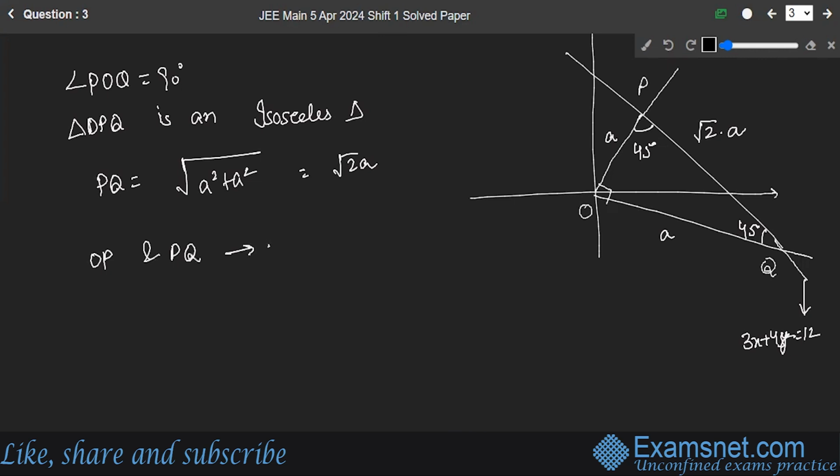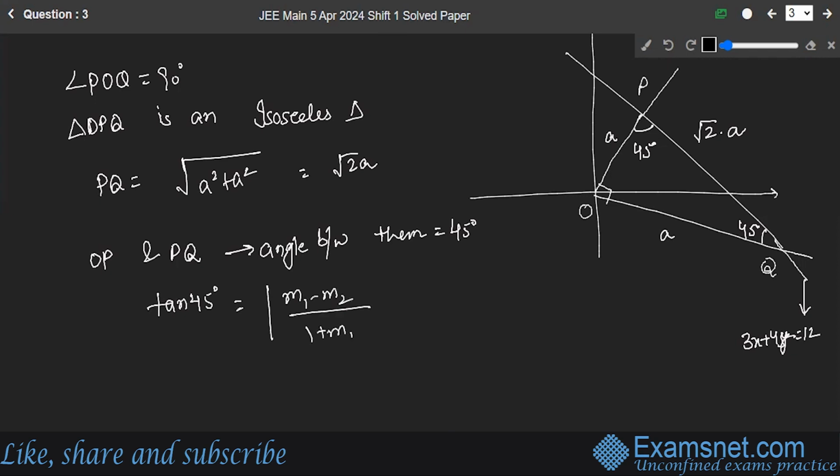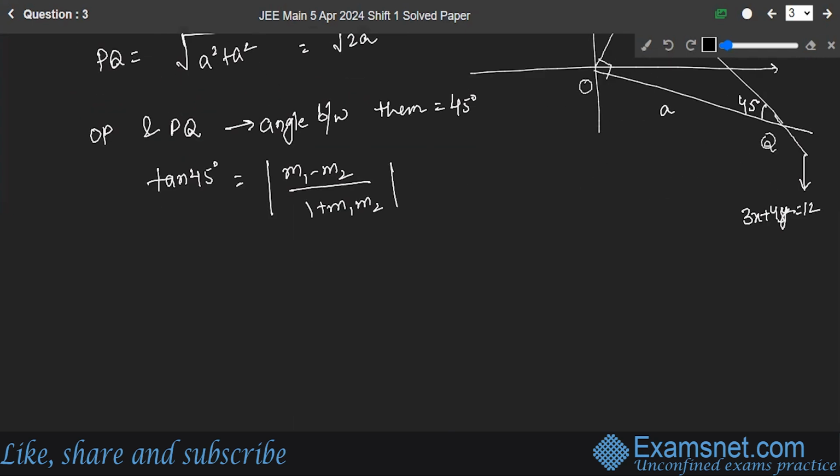Now, let's consider these two lines, OP and PQ. The angle between them is 45, right? Also, you know that the tangent of the angle between two lines is given by modulus of m1 minus m2 upon 1 plus m1 into m2. So here m1 is the slope of this line. What is the slope of this line? This will be 4y is equal to minus 3x plus 12, and y will be equal to minus 3 by 4 x plus 3. So the slope is minus 3 by 4. M1 is equal to minus 3 by 4.